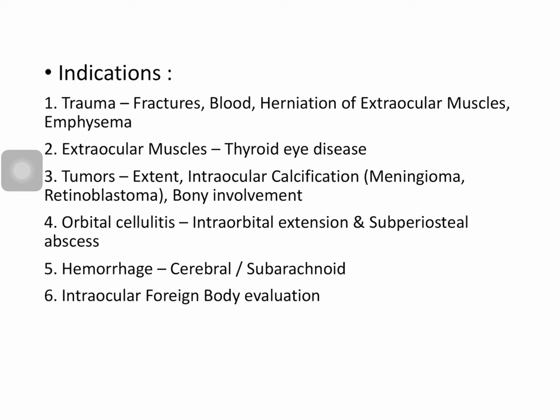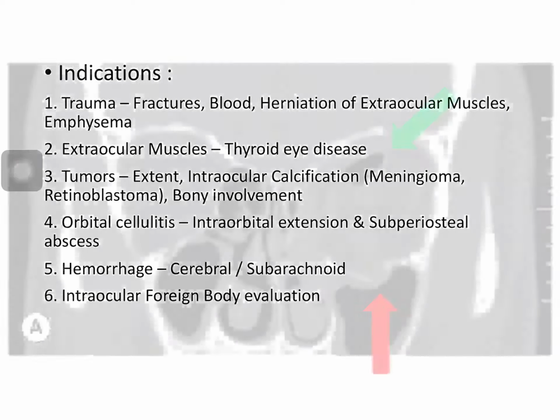And finally, intraocular foreign body evaluation, especially metallic, because metallic foreign bodies means you cannot use an MRI. So CT scan becomes the investigation of choice for intraocular foreign bodies, because unless proven otherwise, any foreign body is to be assumed to be metallic, because you cannot risk the patient to have an MRI before a CT scan in case of an intraocular foreign body.